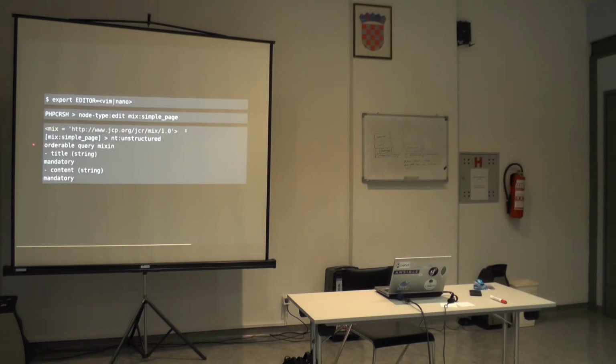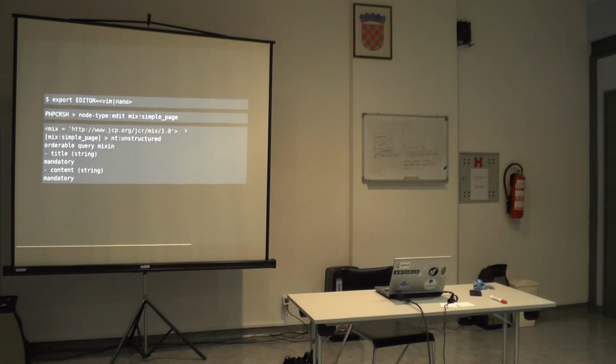The third line in this case adds some possibilities to your mixin. So in this case, each node that has the mixin simple page is orderable. You won't be using it, but you would be able to order your nodes within your tree. You can query it. So with the SQL2, you can search for it and search on properties. And the most important one in this case is mixin, because we are creating a mixin.